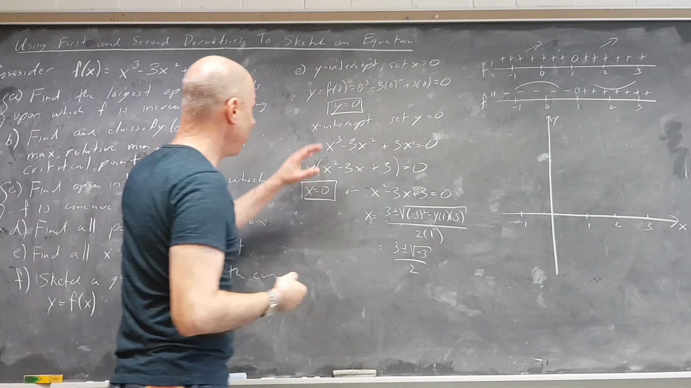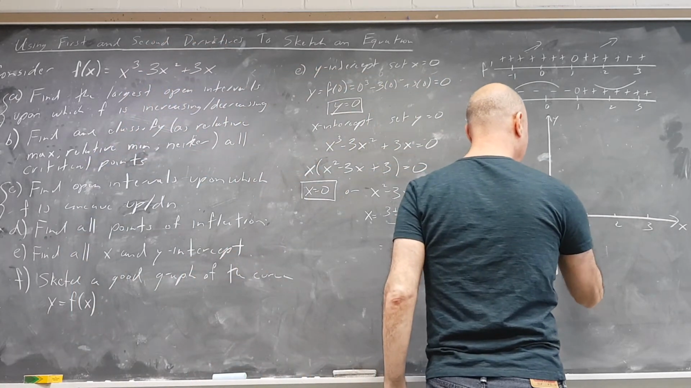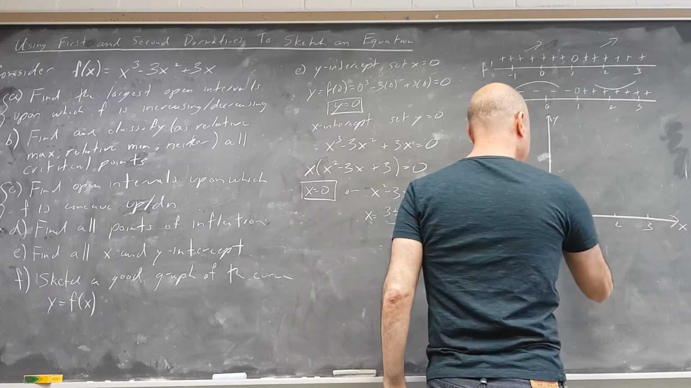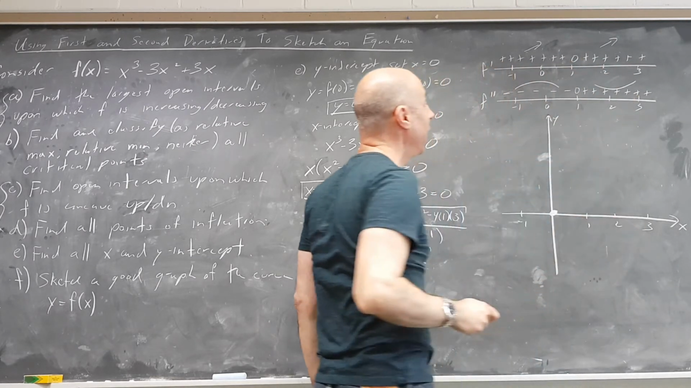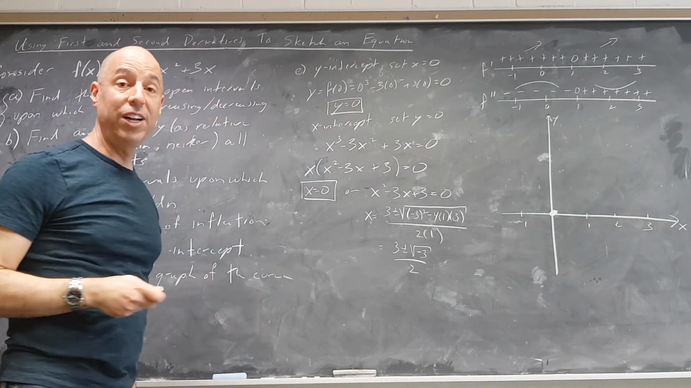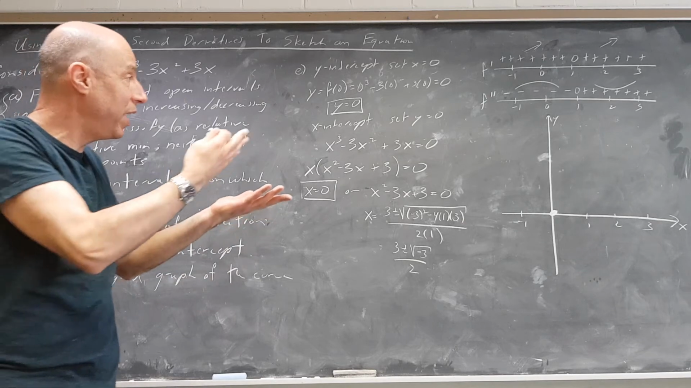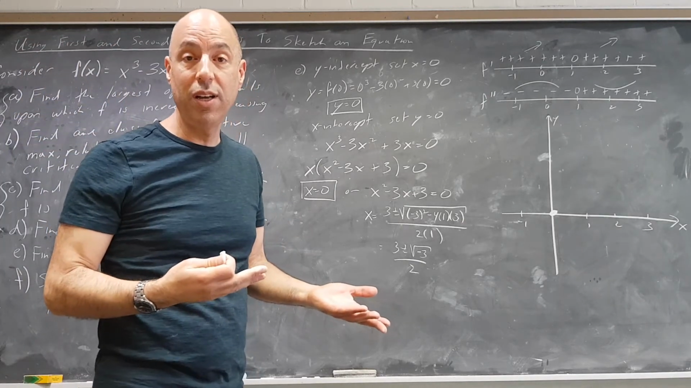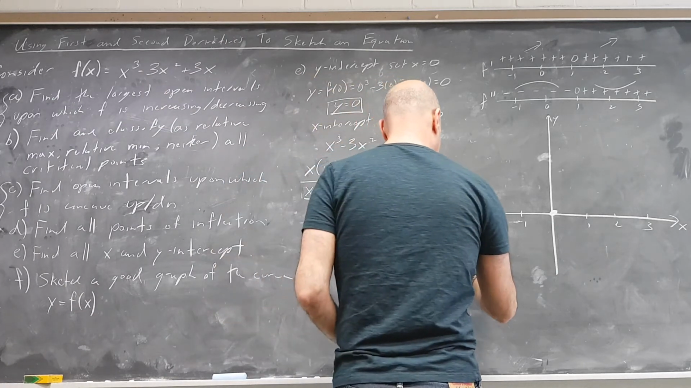I already know this thing crosses the x-axis at 0, the y-axis at 0. I know it goes through this point right here. Let's look on my two sign charts for f prime and f double prime to see the important points. Well, there's something interesting happening at 1. So let's go ahead and figure out what the y value is at x equals 1.